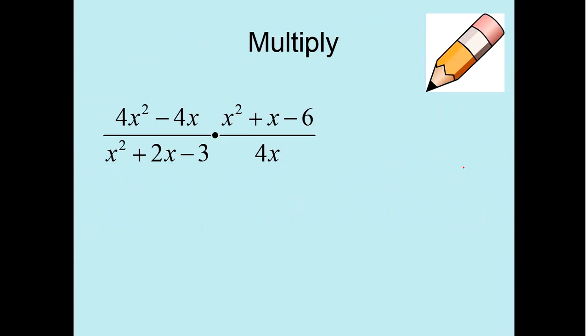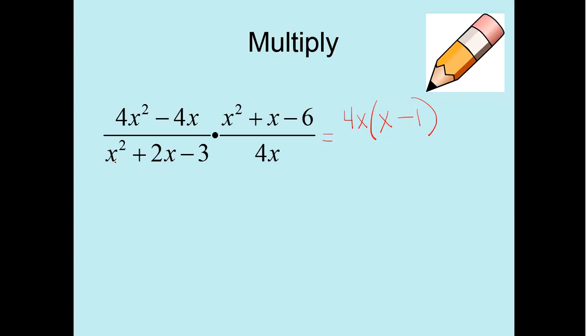Alright, let's try it again. So I need to first, let's try to factor this part. Greatest common factor looks like it'll do it for me. So I'm going to take a 4x out. Looks like I'm going to have an x left behind, right? Because 4x times x is 4x squared. And then minus 1.